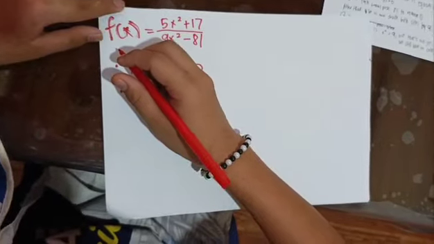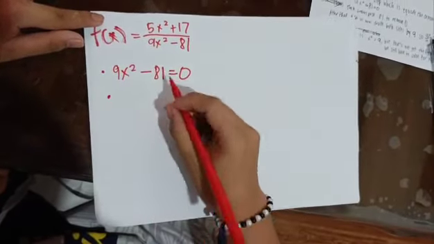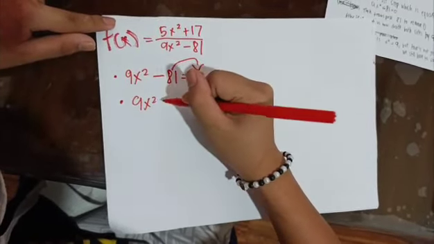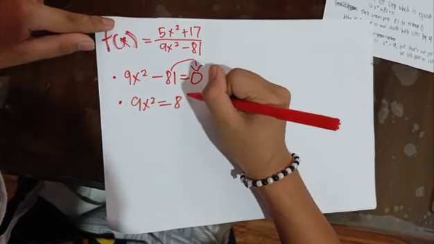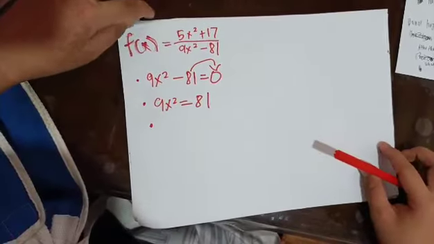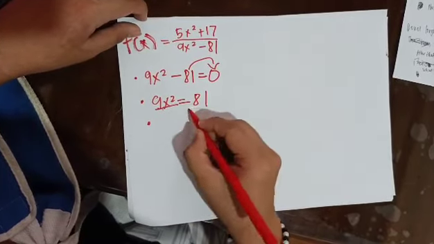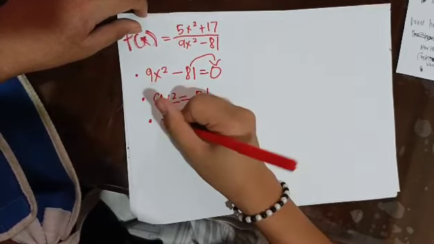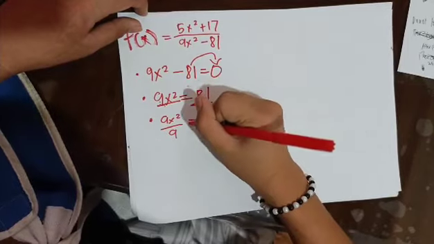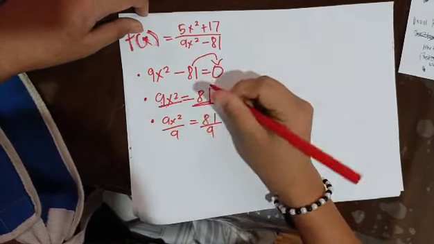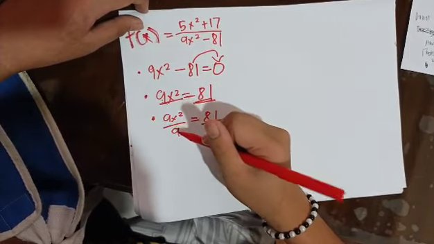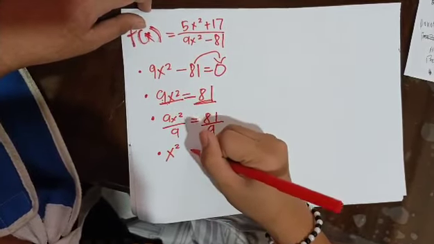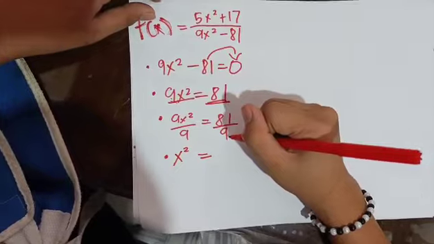After that, transpose 81 and remove the 0. So 9x squared equals positive 81. Next, let us divide both sides by 9 because both sides are divisible by 9. So 9x squared divided by 9 is equal to 81 divided by 9. 9 divided by itself is always 1, so what is left is x squared, while on the other side, 81 divided by 9 is 9.